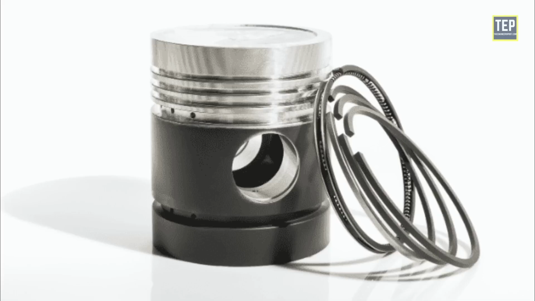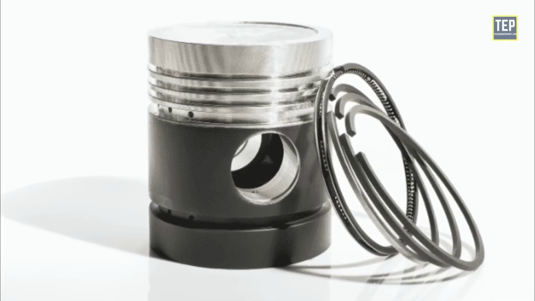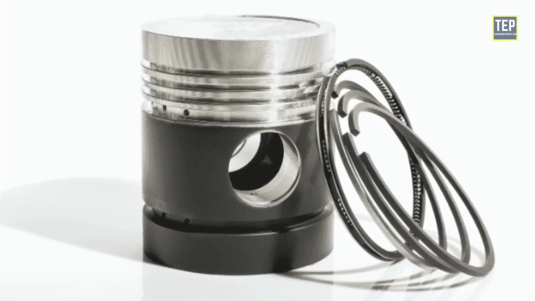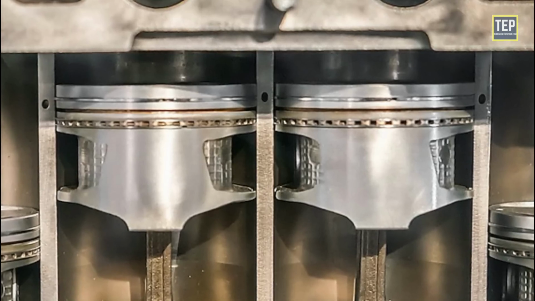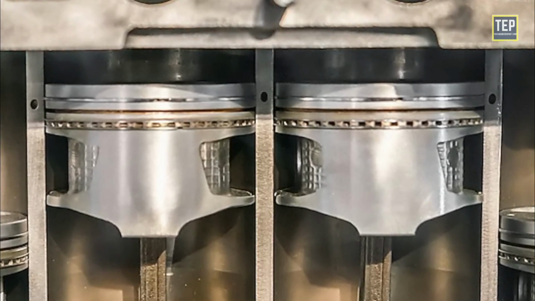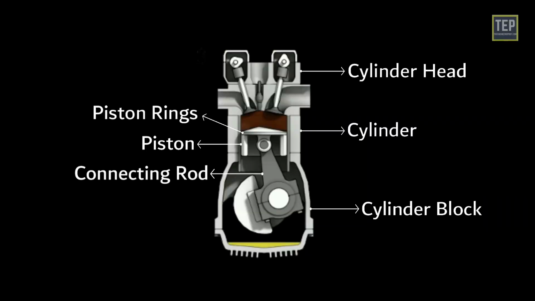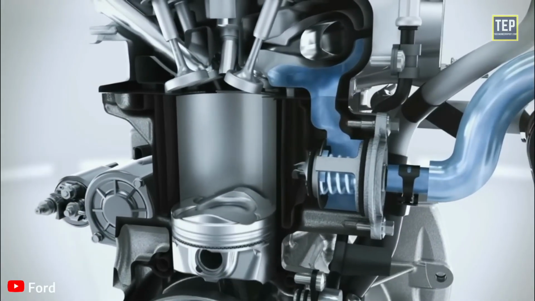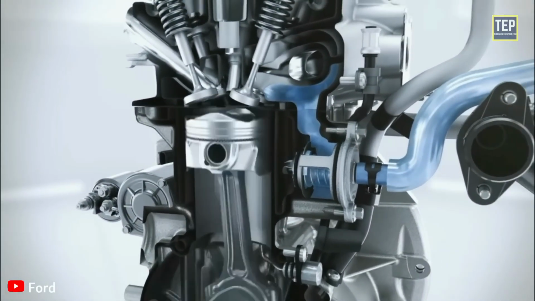Piston rings is a metallic split ring that is attached to the outer diameter of a piston in an IC engine or steam engine. Piston rings are used for sealing the combustion chamber so that there is minimal loss of gases to the crankcase. Connecting rod connects the piston to the crankshaft. The reciprocating motion of the piston is converted into rotary motion of the crankshaft.